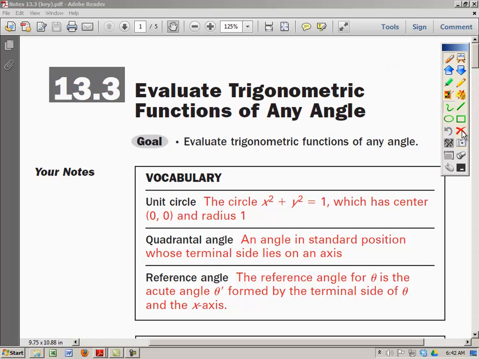And then finally, a reference angle. A reference angle for theta is the acute angle theta prime formed by the terminal side of theta and the x-axis. It is extremely important that we recognize that when we're dealing with reference angles, what we're talking about is what we need to get to the x-axis. Whether we need to take some angle away or add some angle, we want to be in relation to the x-axis when we're talking about reference angles.